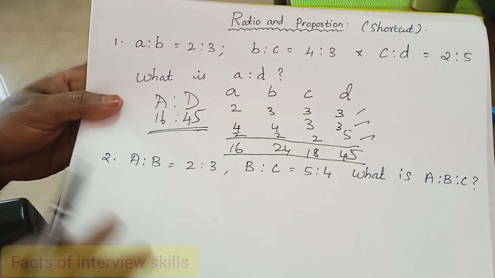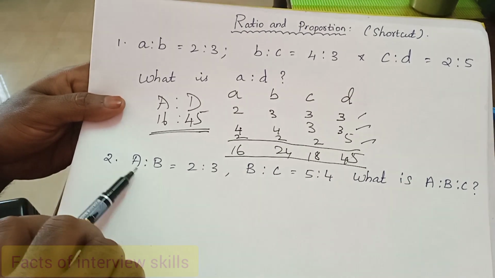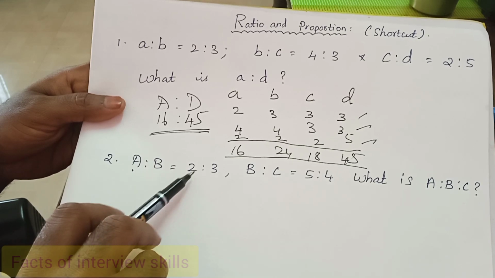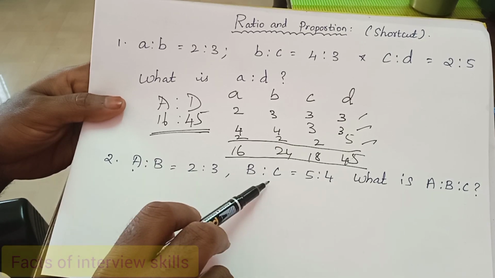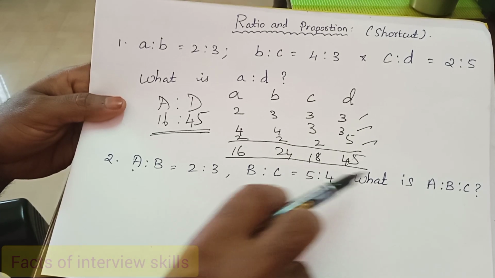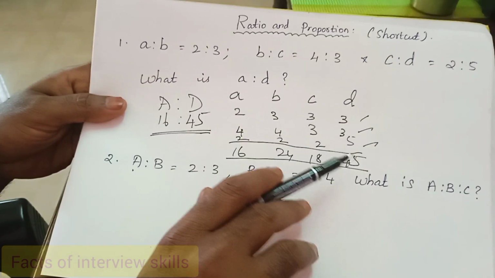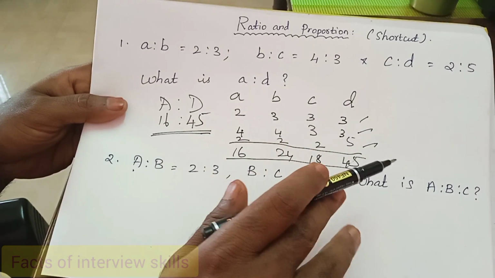Okay? Next we see another problem. Here A is to B is 2 is to 3. B is to C is 5 is to 4. They are asking what is A is to B is to C. Do the same method for this problem also.